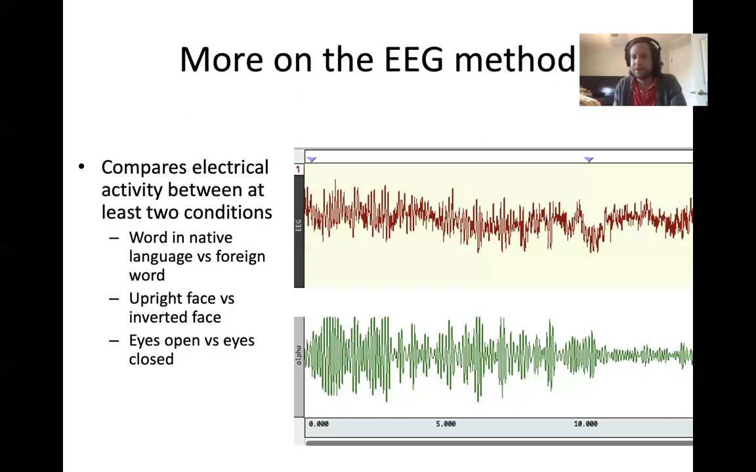How does the brain differentiate between an upright and an inverted face? What do the differences in that electrical activity look like? These are just three different examples of the type of studies that you could do. This is a functional method where you're comparing at least two different mental states, comparing the electrical activity between those two different mental states.